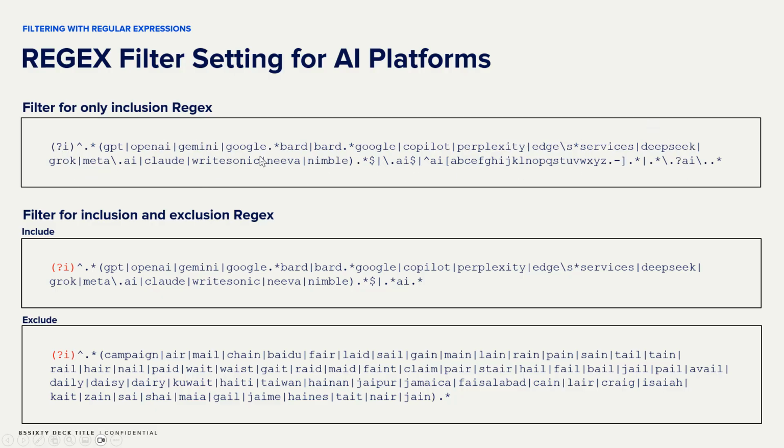If the exclusion is not available, don't use this inclusion. Use the one on top, because it has several rules that will not include common words that contain the letters AI, like air, aid, and things like that. Aim will not be included.